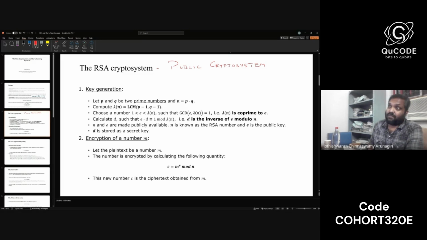So here we can define this new notion. Typically, when we have real number multiplication or complex number multiplication and the product of two numbers is 1, we say one number is the inverse of the other. The same definition holds for modular arithmetic as well. So when I say E times D is congruent to 1 mod lambda of N, then D is the modular inverse of E. Now N and E are made publicly available.